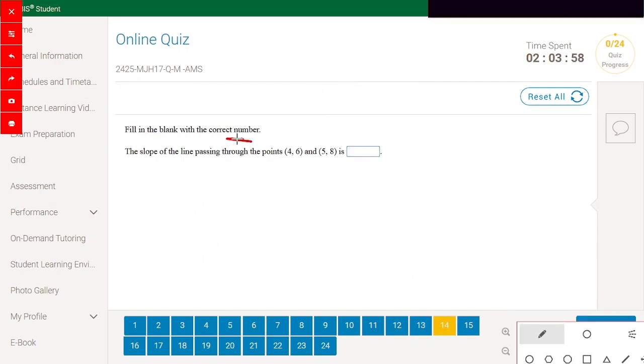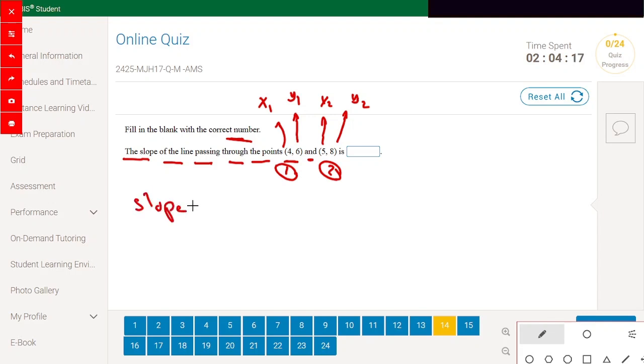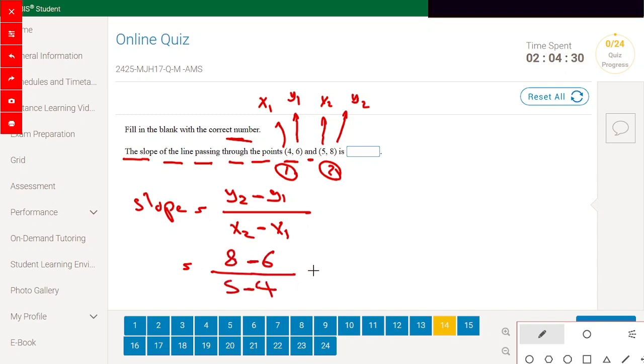Fill in the blank with the correct number. The slope of the line passing through the points 4, 6 is point 1 and 5, 8 is point 2. 4 is x1, 6 is y1, 5 is x2, 8 is y2. So we have a slope y2 minus y1 divided by x2 minus x1 will be equal to 8 minus 6 divided by 5 minus 4. So here it will be 2. So the answer here is 2.